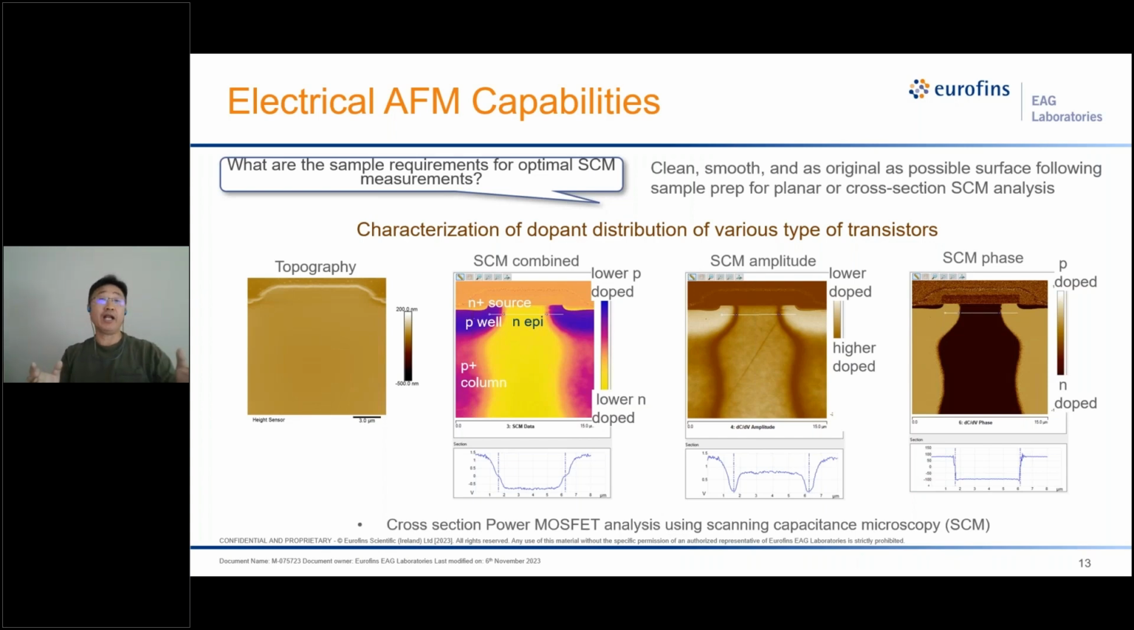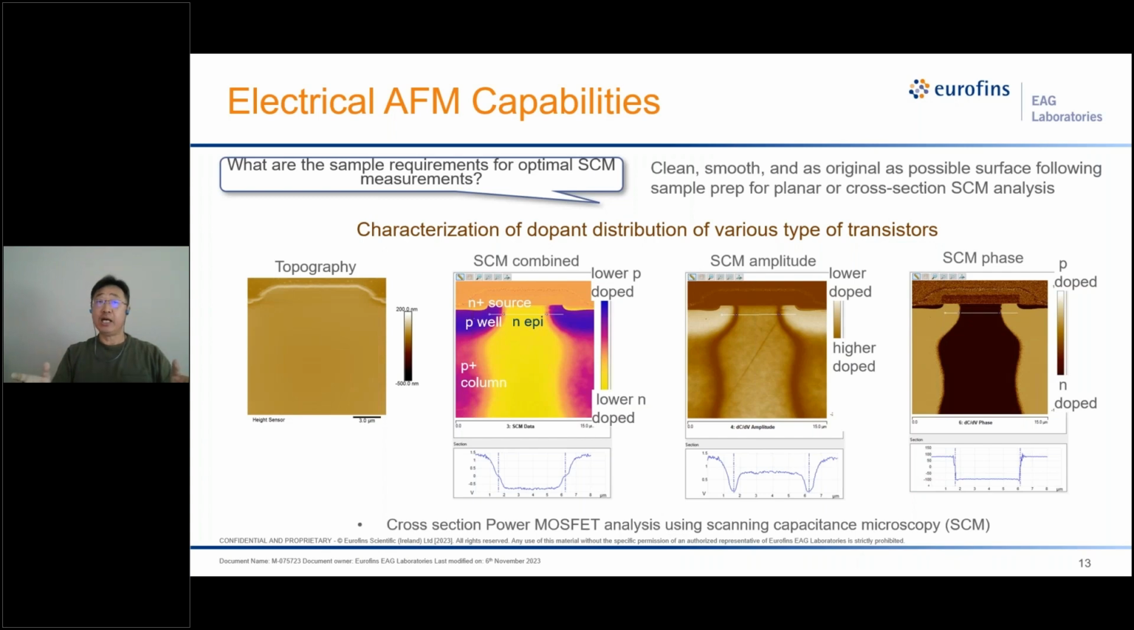The topography on the far left is almost featureless, revealing nothing about the transistor's electrical properties. However, the three scanning capacitance images on the right side of the topography, acquired from the same area in the device, say otherwise and provide comprehensive electrical information. For example, the SCM amplitude data shown in the third figure from the left provides information on doping levels. The phase image on the far right includes information about the dopant type. The SCM combined data next to the topography displays the doping level and dopant type in one capacitance image.